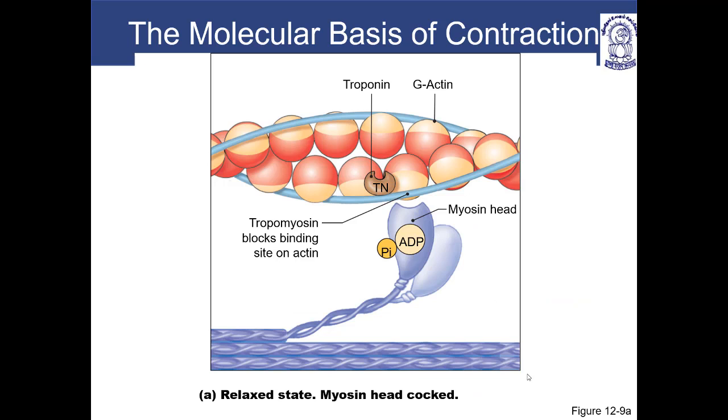The molecular basis of contraction. In the relaxed state, the myosin head is cocked. You can see the attachment of adenosine diphosphate along with the inorganic phosphate. The ADP plus inorganic phosphate forms ATP. Myosin has low affinity when ATP is attached to it.